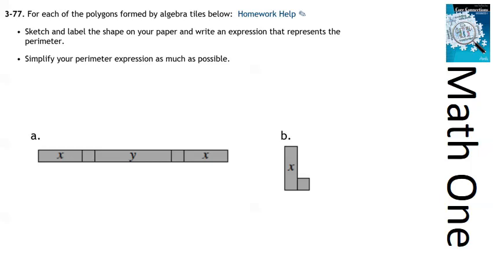For each of the polygons formed by algebra tiles below, you're supposed to sketch and label the shape on your paper and write an expression that represents the perimeter. And then finally, you're supposed to take that perimeter expression and simplify it as much as possible.